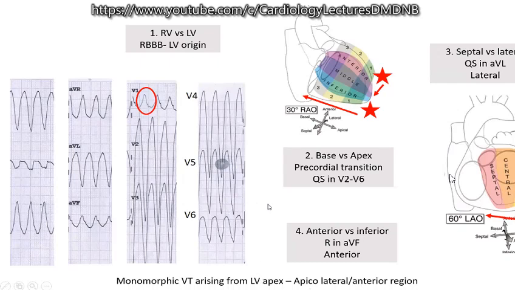So summing up, the patient has a monomorphic VT that is likely to arise from the LV apex, from the apico-anterolateral region of the LV apex. Again, as said, the value of localizing, especially in a patient with structural heart disease, has to be taken with a pinch of salt.